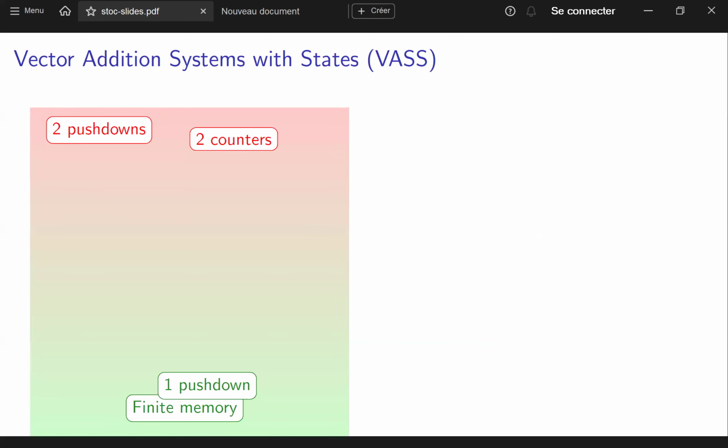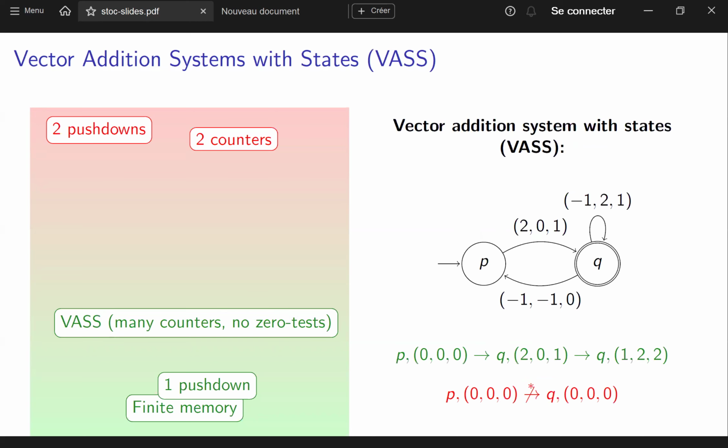So here is the big picture. The lower a model, the simpler its reachability problem, and the higher, the more complex. And there's a decidability frontier in between. A model that sits somewhere in the middle is vector addition systems with states, abbreviated as VAS. These are automata equipped with counters, but the counters cannot be tested for 0. Here you have an example.